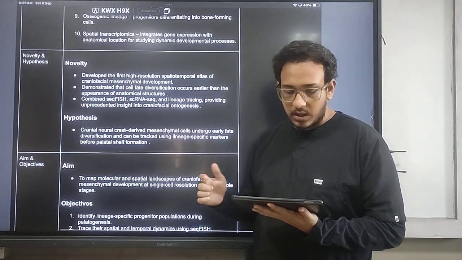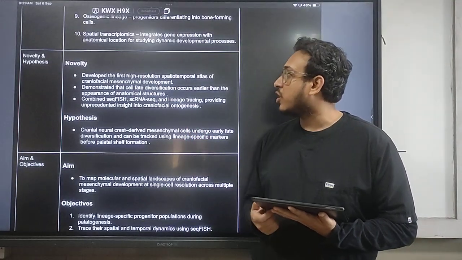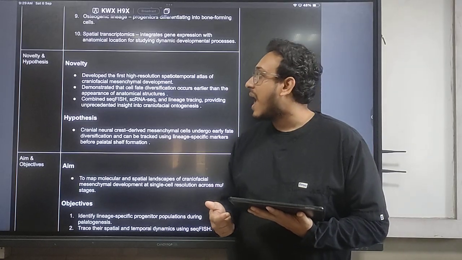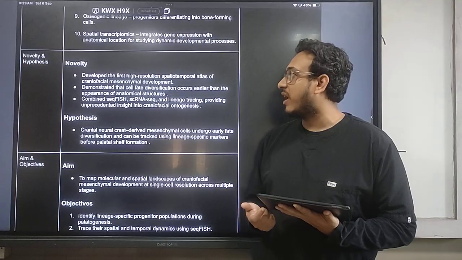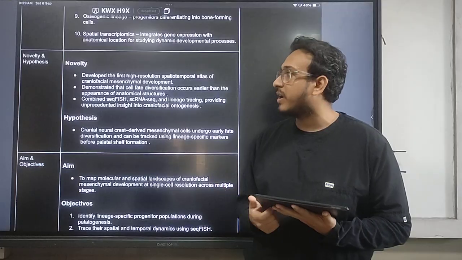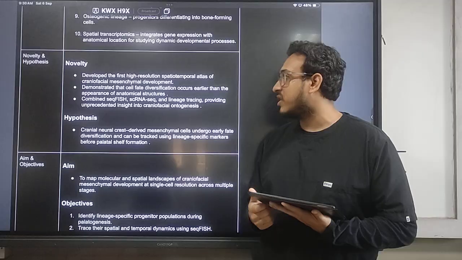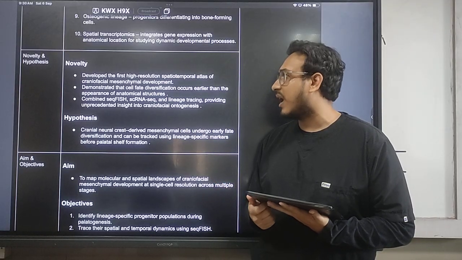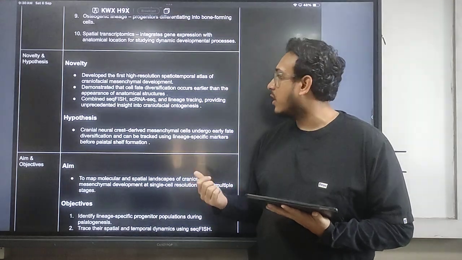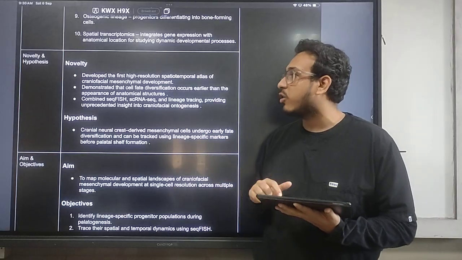So in this article, they developed the first high resolution spatiotemporal atlas of craniofacial mesenchymal development and demonstrated that the cell fate diversification occurs earlier than the appearance of anatomical structures. They combined sequential FISH, scRNA sequencing and lineage tracing, providing unprecedented insights into the craniofacial odontogenesis.